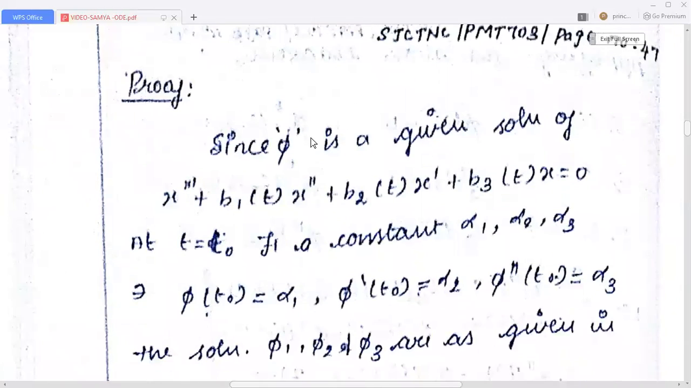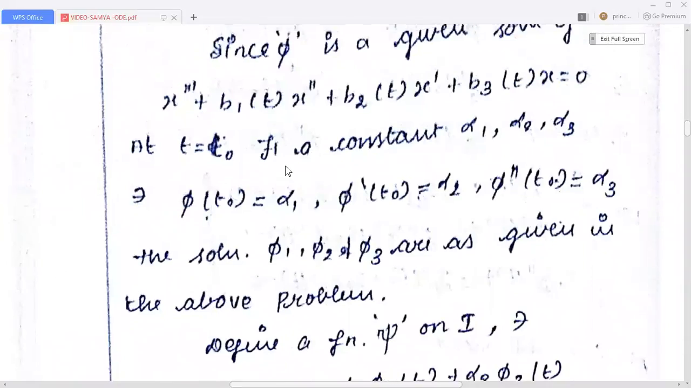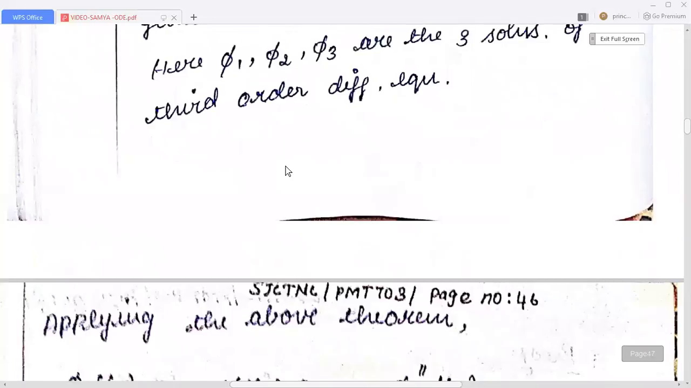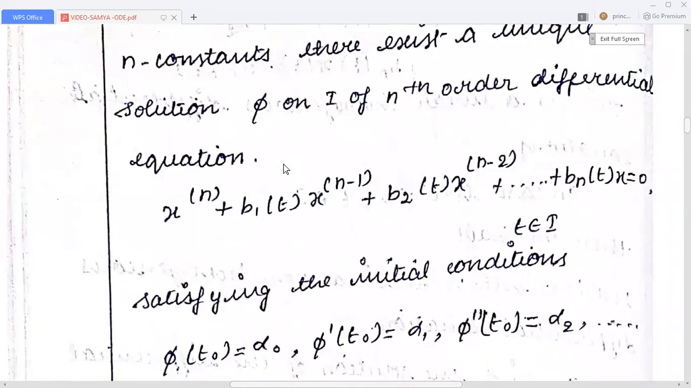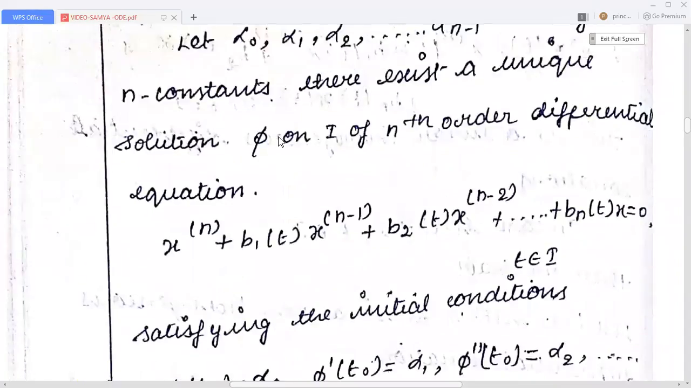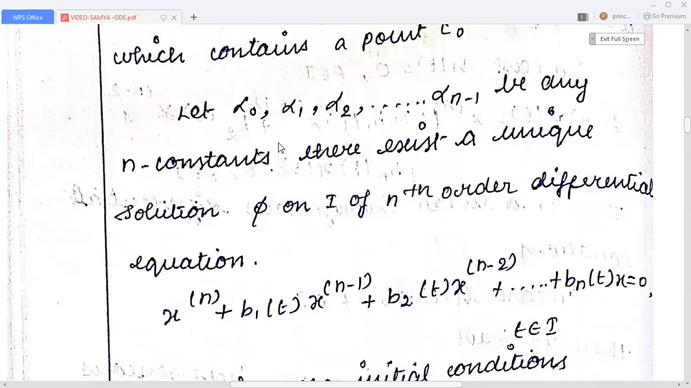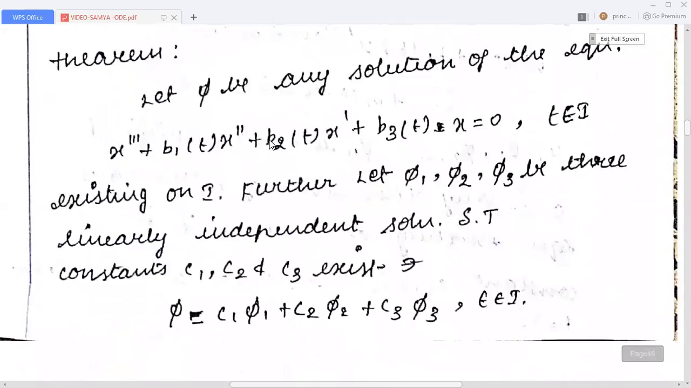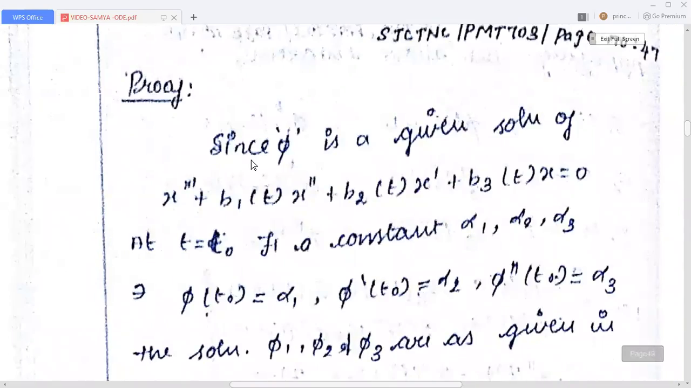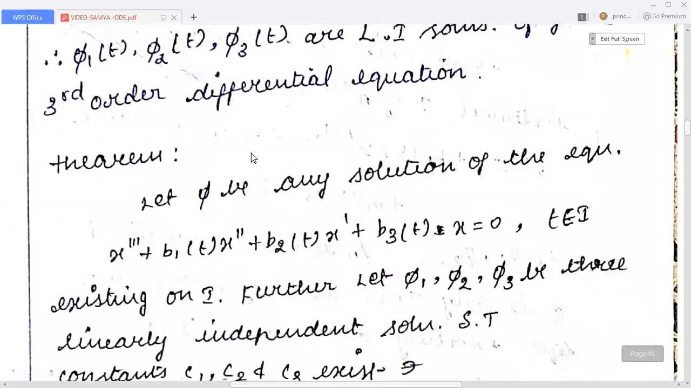Now we write the proof. This proof is based on the previous theorem without proof. So this is the theorem without proof. This statement can be applied. So now we write the proof for this theorem.